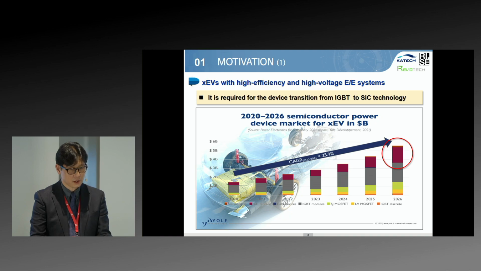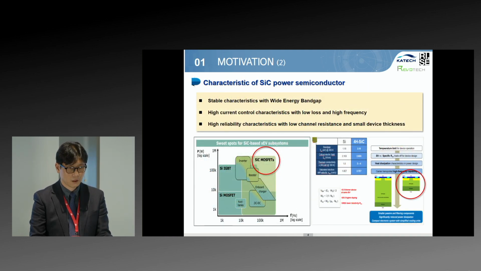Motivation. xEVs are being developed with high efficiency and high voltage electric and electronic systems. It is required for the device transition from silicon IGBT to silicon carbide technology. This picture shows the semiconductor power device market for xEV. It is predicted that the proportion of silicon carbide will increase rapidly.